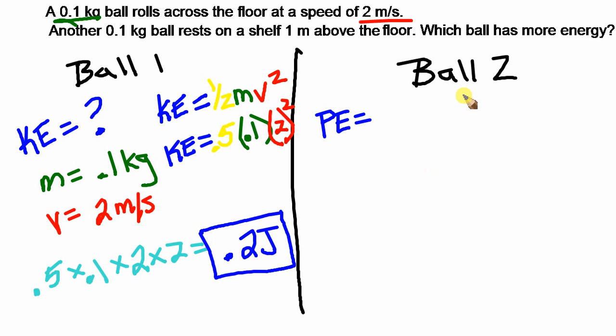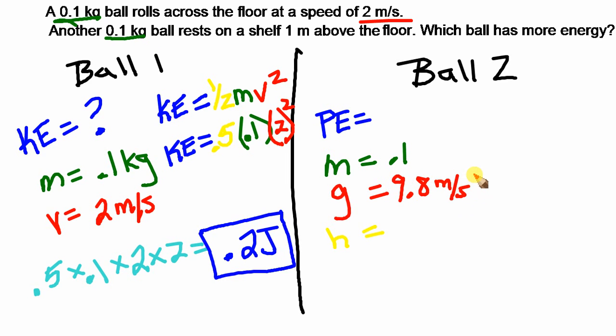Now I'm going to do the potential energy side for ball 2. Potential energy, we're looking for mass, g, and h. Remember, you will have these formulas on a test. You do not need to memorize them. My mass of ball 2 is 0.1. G is always and forever 9.8 meters per second squared. And my h is 1 meter above the floor. And I am trying to find potential energy. My potential energy equation, PE equals mgh.